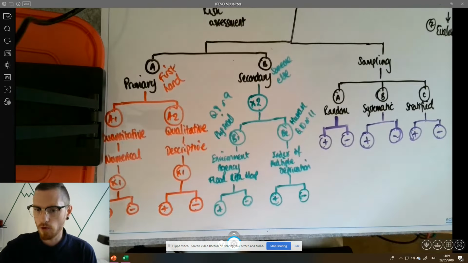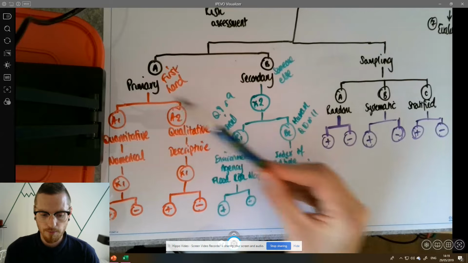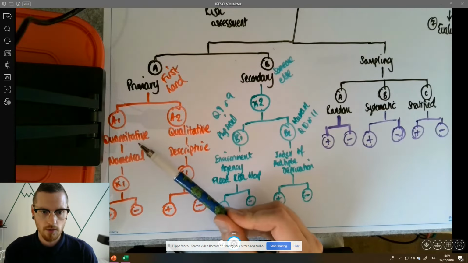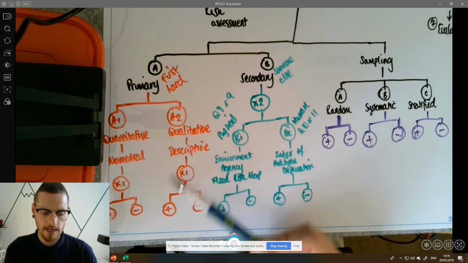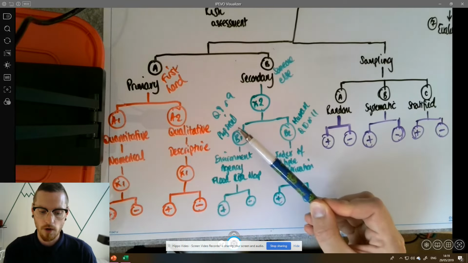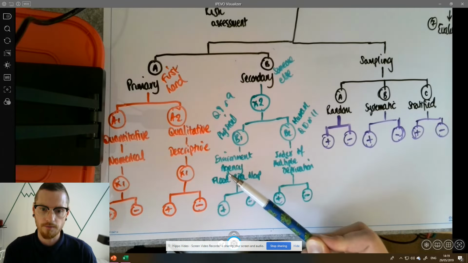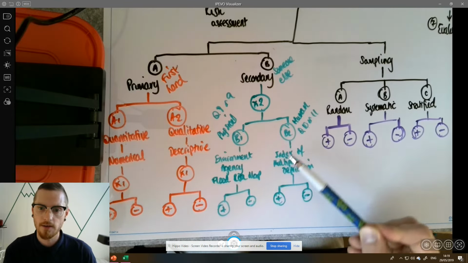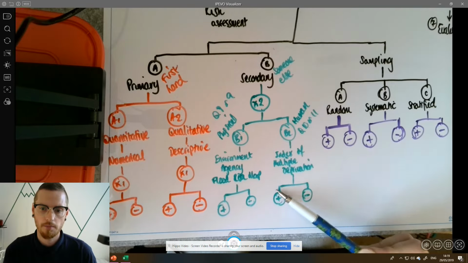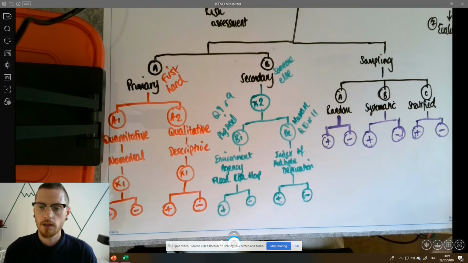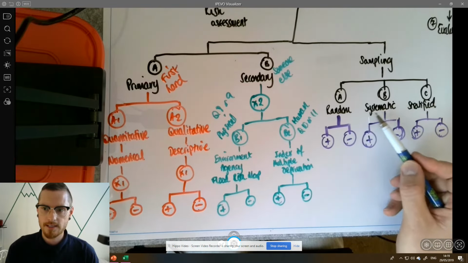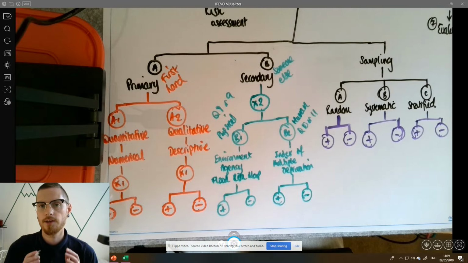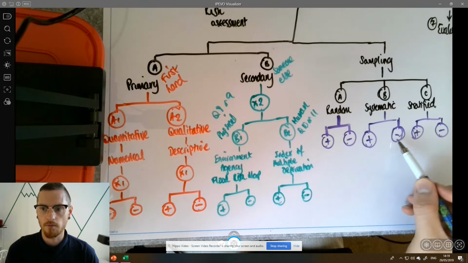And I went through that you need to know your primary and secondary data. You need to know one piece of quantitative, positive, negative, one piece of qualitative, positive, negative. You need to know your physical, environmental agency, flood risk map, secondary data, positive, negative, and your index of multiple deprivation, positive, negative for your human study. And then you also need to know an example of random, systematic, and stratified sampling that you did for both physical and human, and you need to know the positive and negatives of each.